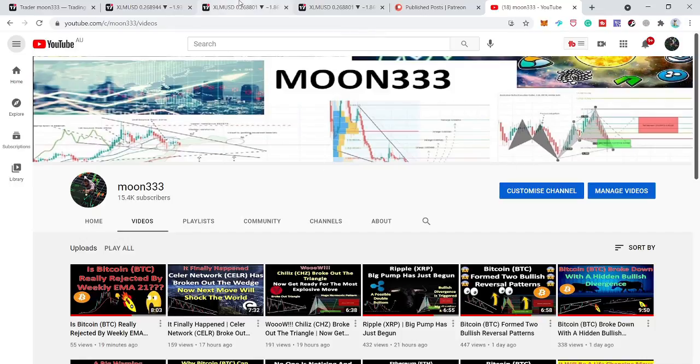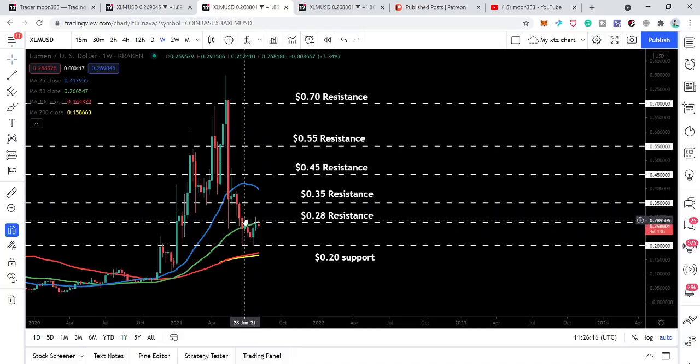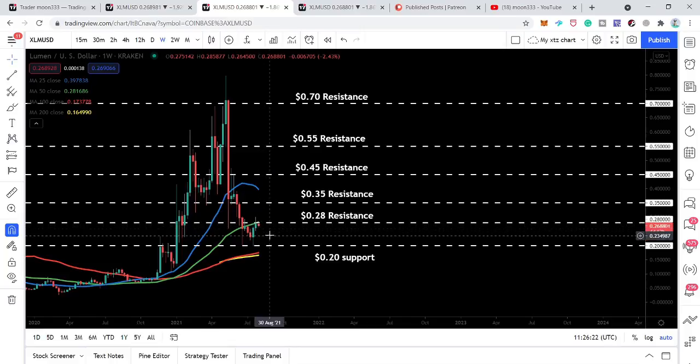Previously, we saw that the price line of Stellar was trying to break out this 28 cents resistance level. Now, we can see that the price action is still moving very close to this resistance. And in today's video, we will try to analyze whether the price action will be successfully able to break out this resistance or it will be rejected and move towards the downside.